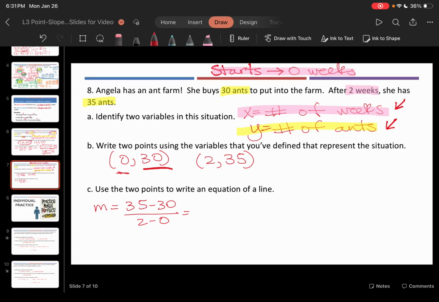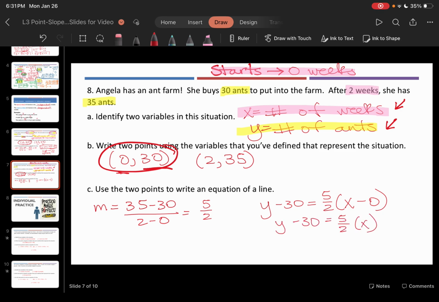So 35 minus 30 over 2 minus 0, which is 5 over 2, right? Pick a point. I'll pick this one because I love zeros. Y minus 30 equals 5 over 2, x minus 0. Now, if I have x minus 0, do I need the minus 0? No, to simplify that, I should just make this 5 over 2x. There it is in point slope form.